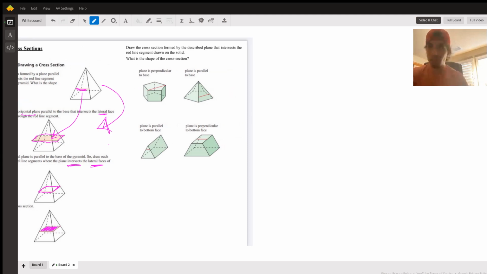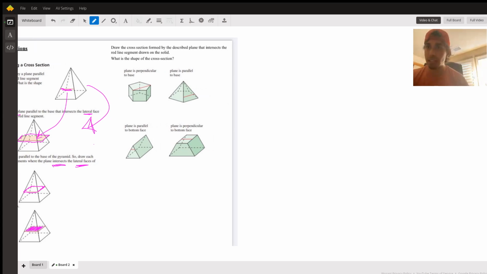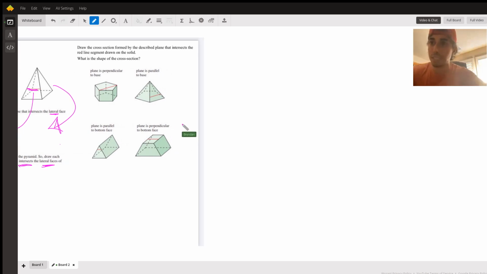All right, we can see a couple examples here. It says, draw the cross section formed by the described plane that intersects the red line segment drawn on the solid. Again, this isn't an art class. It doesn't have to be perfect. What it does need to do is communicate that you understand what is going on.